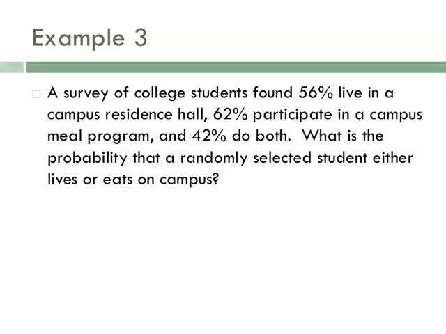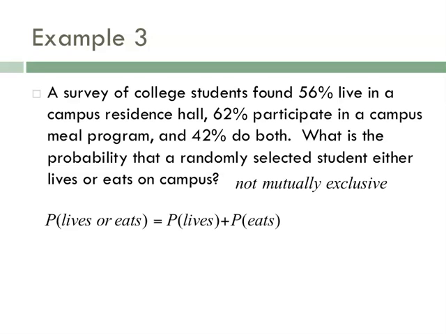Even if you were to add those two, you can already tell that's more than 100%. So obviously there is some overlap. And in fact, it tells you that 42% do both. Okay, so the probability that a randomly selected student lives or eats on campus is going to be the probability that the student you've selected lives on campus plus the probability that that student eats on campus. And then you have to subtract out the probability that that student does both, lives and eats on campus.